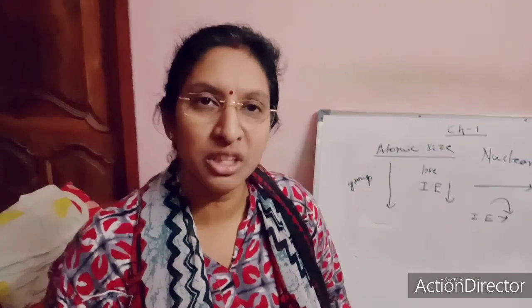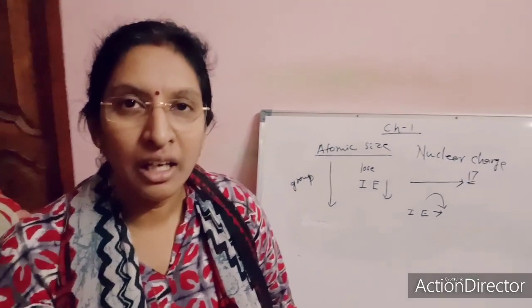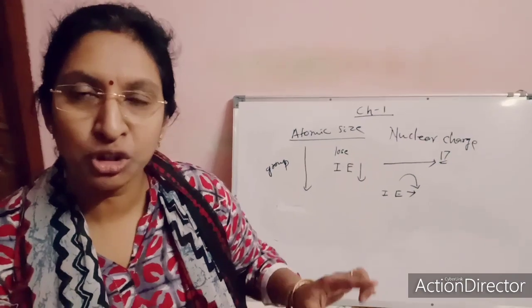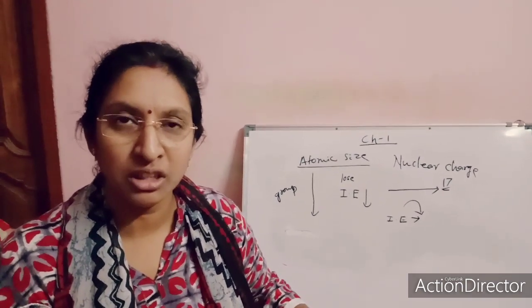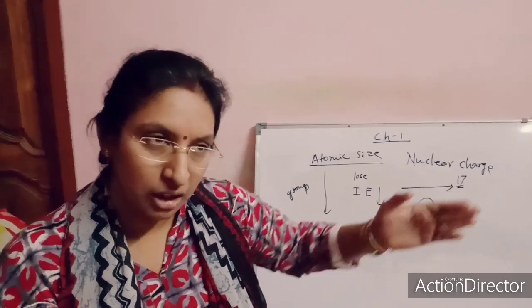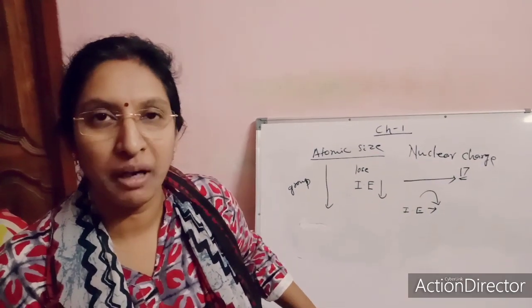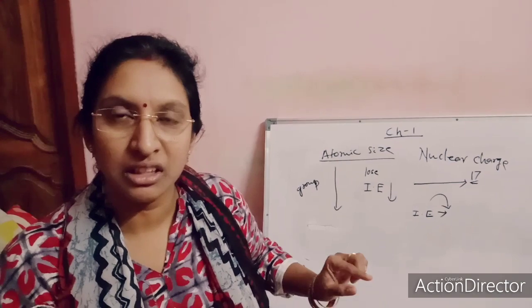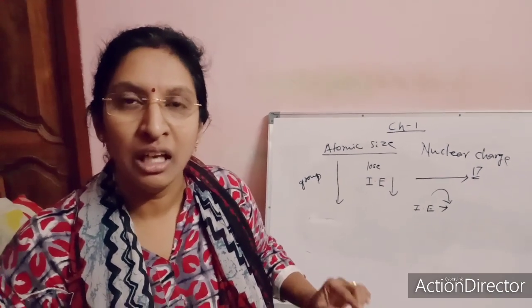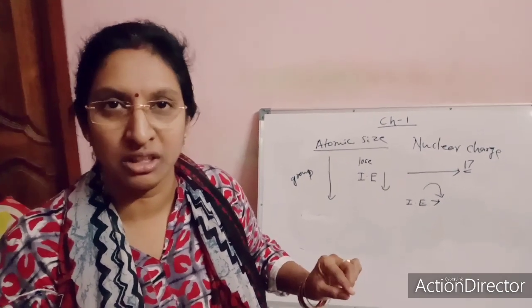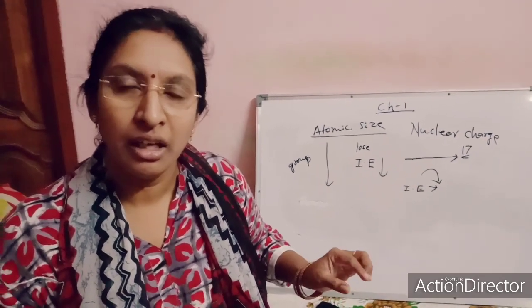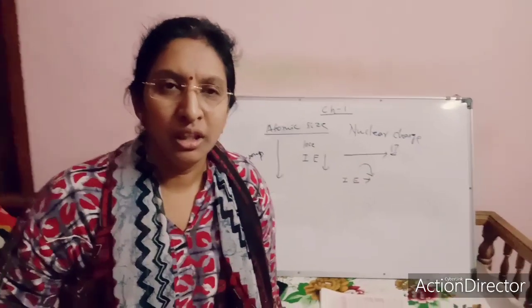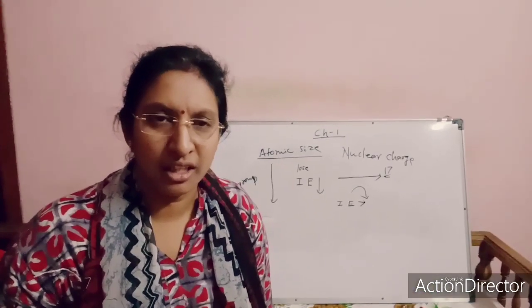So according to this trend, you can see helium, the top right corner element, is having the highest ionization potential, and diagonally you can find the lowest element, that is cesium. Cesium is having the least ionization potential. Why am I not saying francium? Again, because of the radioactivity property. So here I am concluding today's lecture.